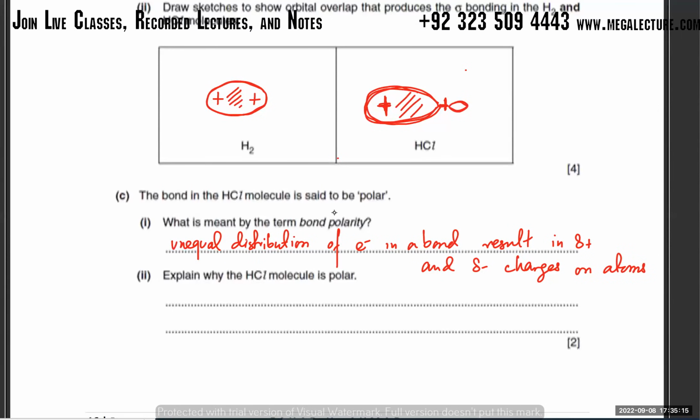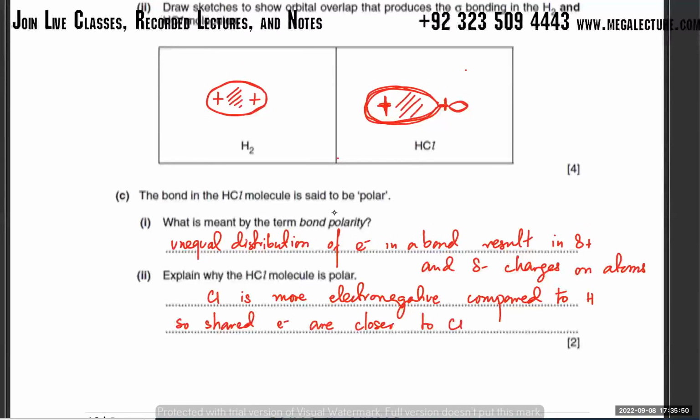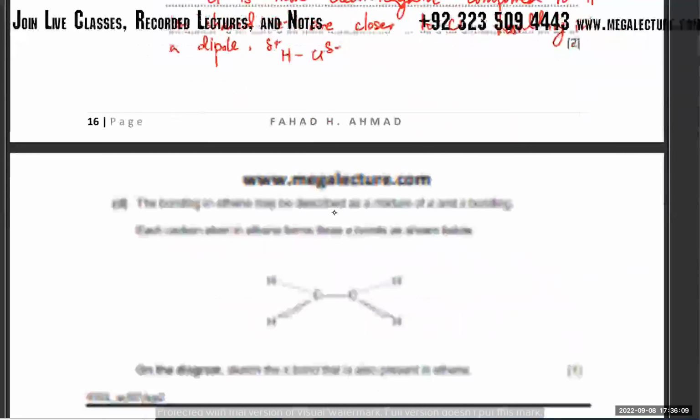So why? Because Cl is very electronegative compared to H, so shared electrons are closer to Cl, resulting in polarity, in the formation of a dipole. ज़्यादा डिटेल में जाना है तो बता दो कि भाई वो शो कर दो कि HCl, Cl is slight negative, H is slight positive. अच्छा, anyways, over here he's asking कि भाई वो draw करो.